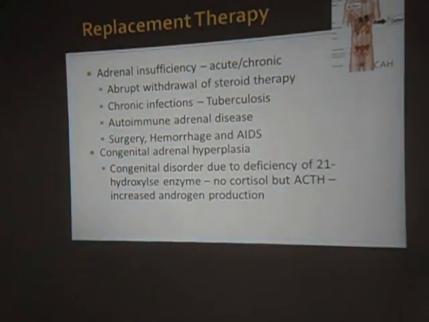Due to surgery, hemorrhage, or HIV, there can be adrenal insufficiency, where we can use this steroid for replacement therapy. Congenital adrenal hyperplasia is due to deficiency of a hydroxylase enzyme. You saw that this enzyme is the first step in the biosynthesis. After the action of the enzyme desmolase, there is action of this enzyme where we convert pregnenolone to successive products.